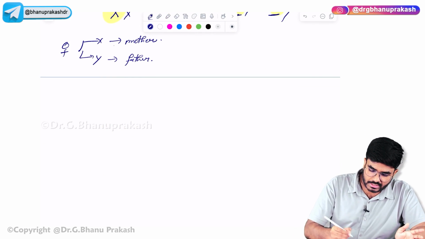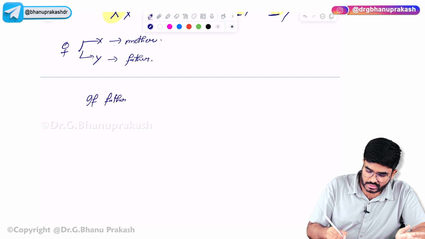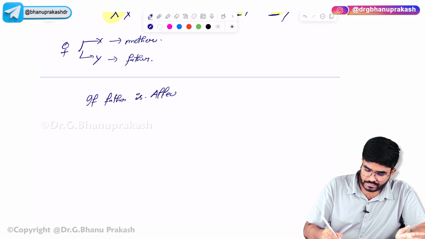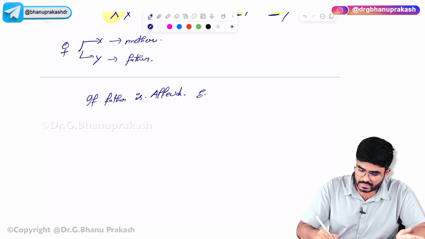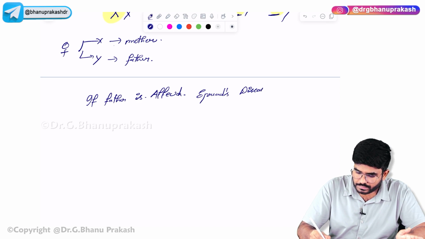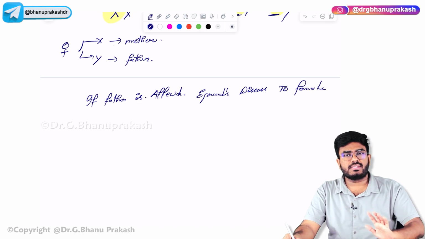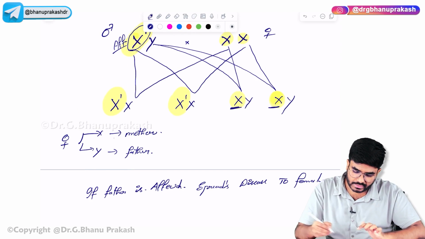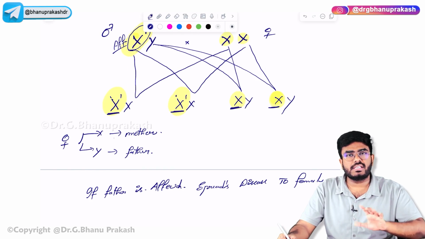Okay, so write, if father is affected, or you can simply say affected father spreads disease to females. Affected father spreads the disease to females. So that's why here female is affected, because this is an X-linked dominant condition. So X dash disease, that's it.